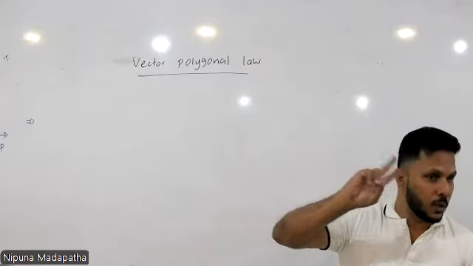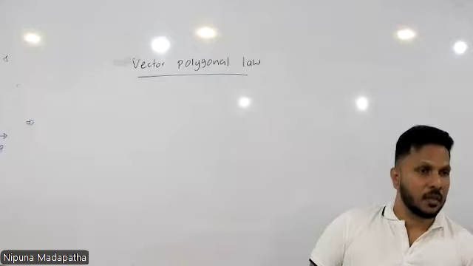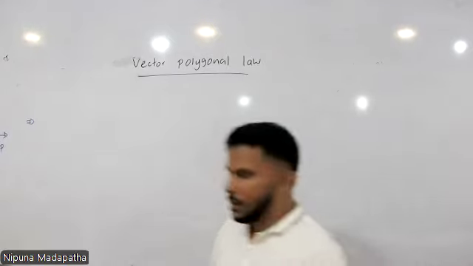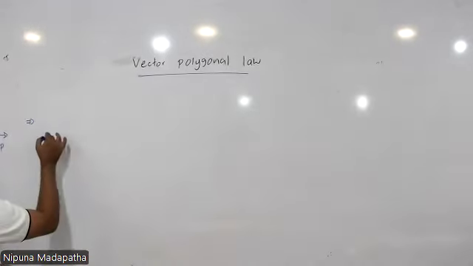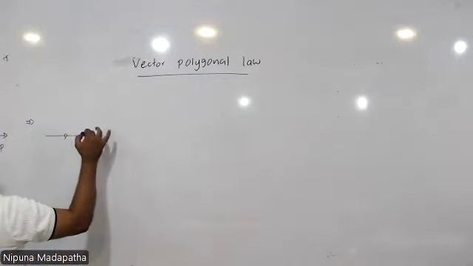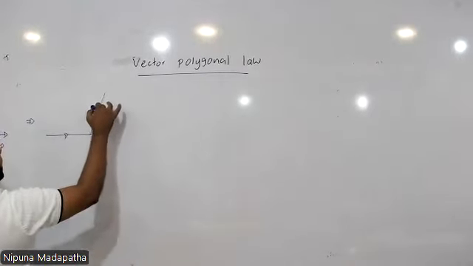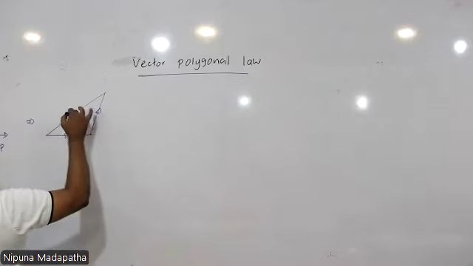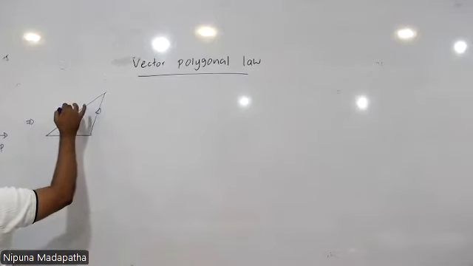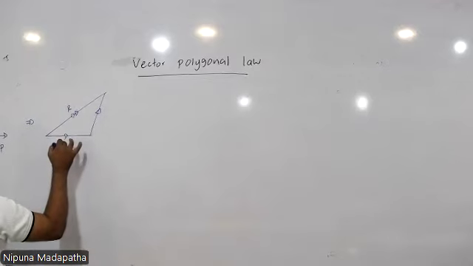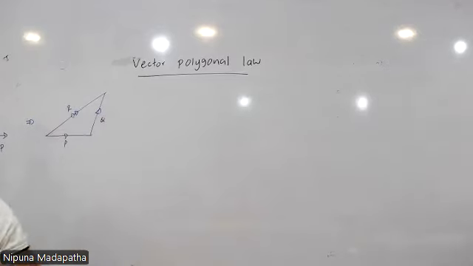If you need to add two vectors, we draw a triangle to add them. We make a triangle and the result is given by the closing side of the triangle. P and Q. Suppose we need to add three vectors, P, Q, S.